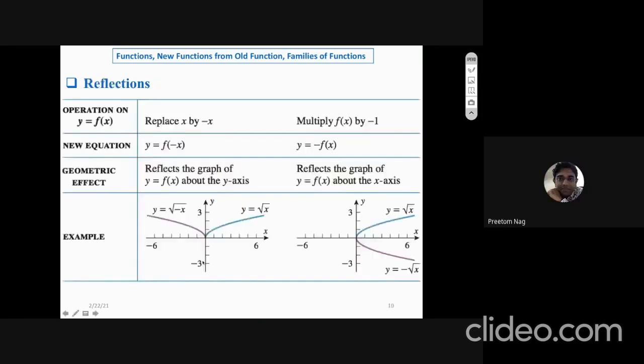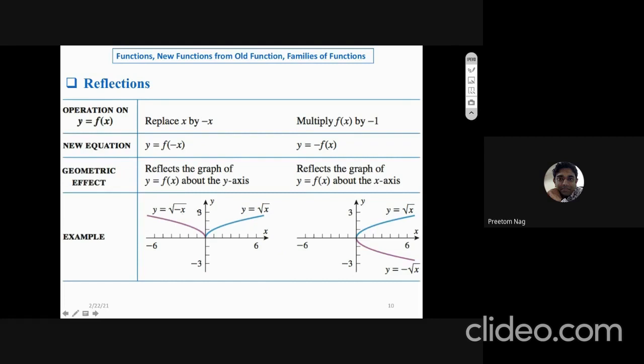So next one is reflection. So how can we understand that two graphs are reflected with each other? If this relationship holds, if x is replaced by minus x, then we will get y equal to f of minus x, right? Okay, so if it is the graph of y equal to f of x reflected about the y-axis, then x will be replaced by minus x.